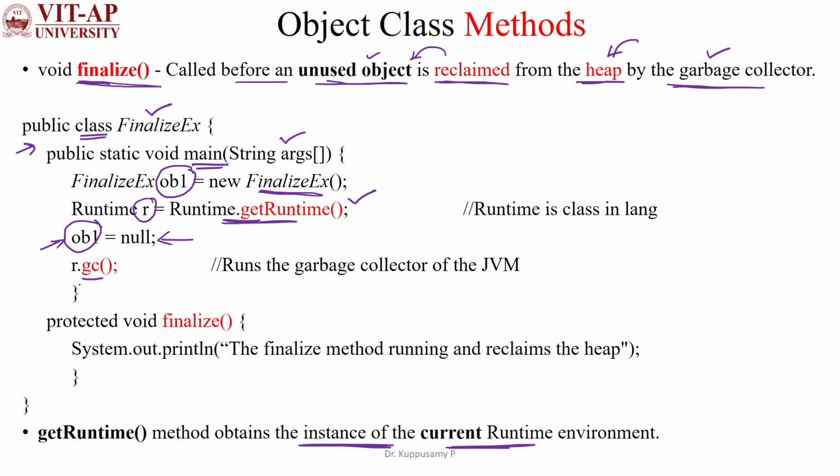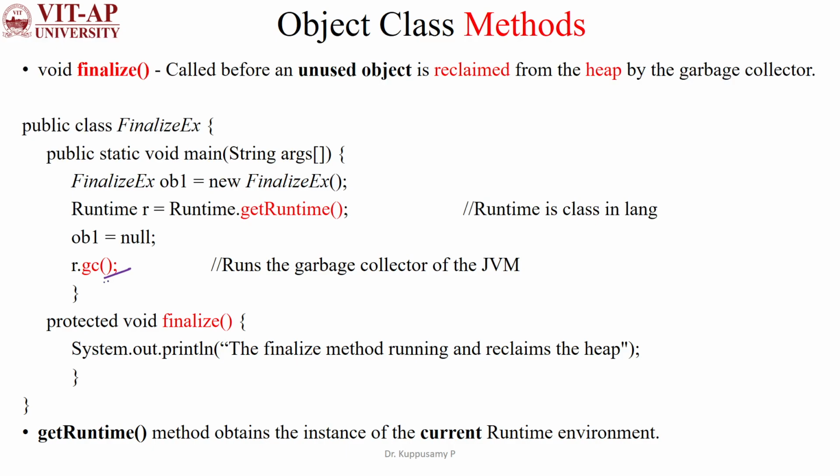Now the garbage collector gc method is called here for the object currently running in the runtime environment r. This executes the garbage collector to collect the memory space from the heap. If you have many objects like object 2, object 3, you can run this garbage collector for all these objects. If they are unused, then the heap memory allocations will automatically be reclaimed from these unused objects.